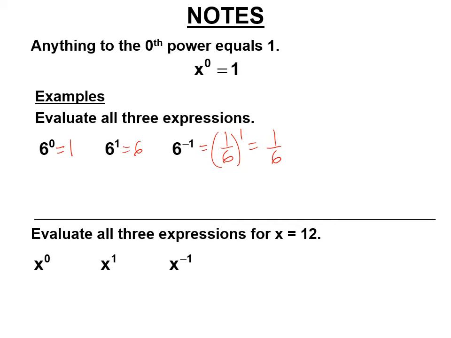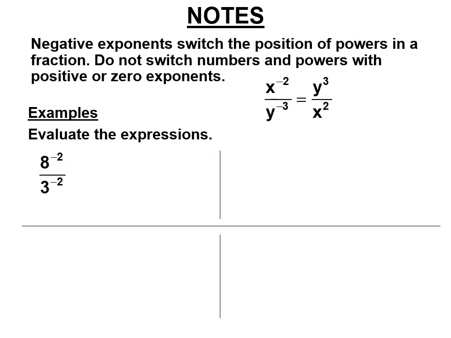Same thing here. It doesn't matter that this is 12. That's 1. 12 to the first is 12. 12 to the negative first is 1/12. It makes the reciprocal. So when you have multiple negative exponents, you're going to switch the positions. We're going to flip it over.